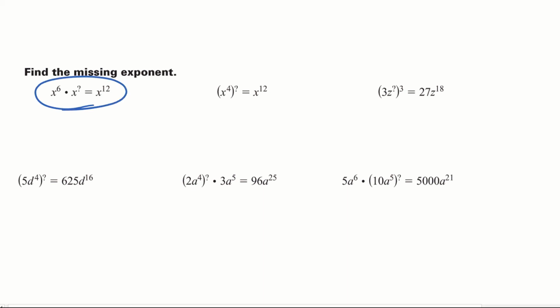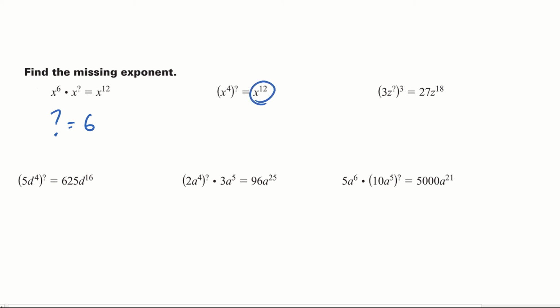x to the 6 times x to the question mark is equal to x to the 12th. Well, I know that because I'm multiplying a power times a power, I'm going to add the exponents. So what number do I have to add to 6 in order to get 12? Well, the question mark must clearly be another 6, because 6 plus 6 is equal to 12.